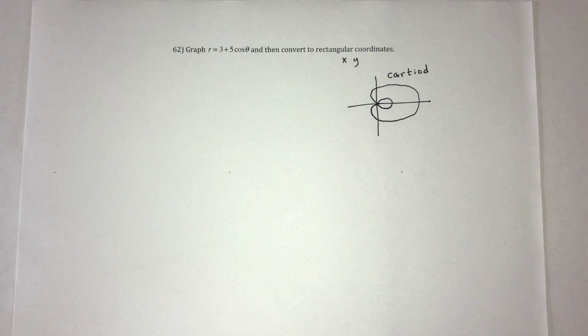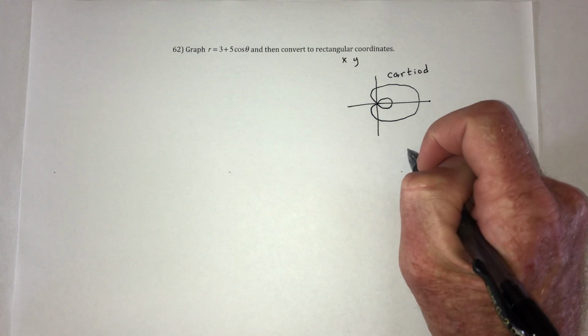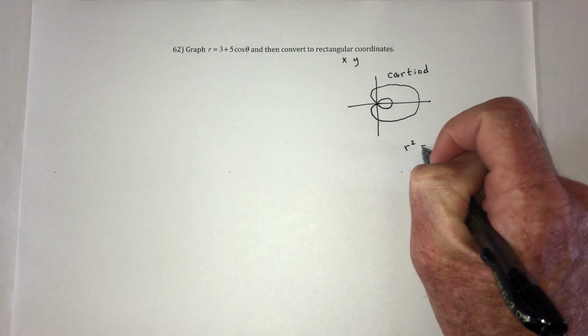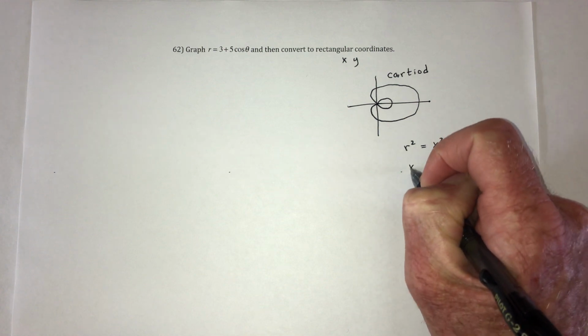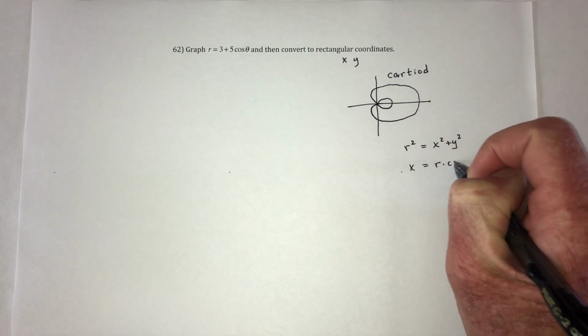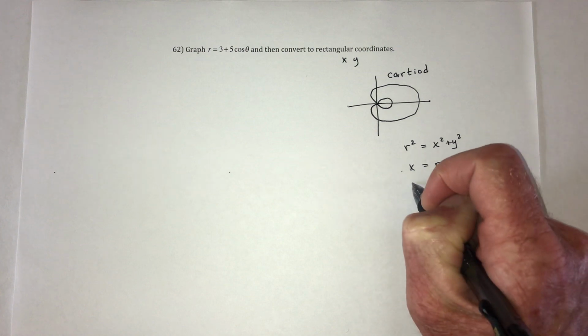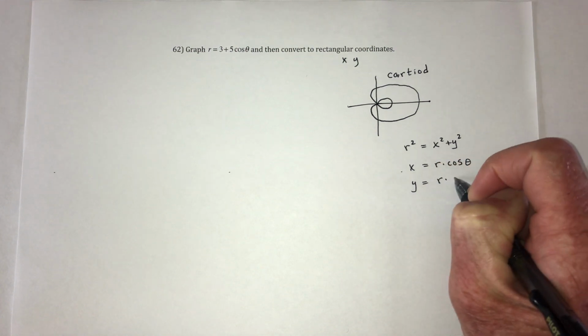Okay, now that we did the hard part, graphing it, what about converting it to rectangular coordinates? So that's where you can use identities like r squared equals x squared plus y squared. x is equal to r cosine of theta. y is equal to r sine of theta.